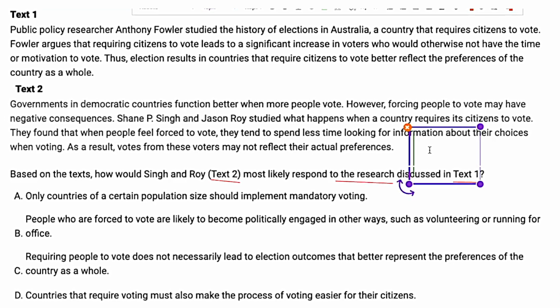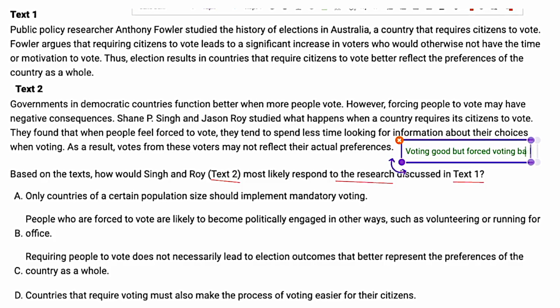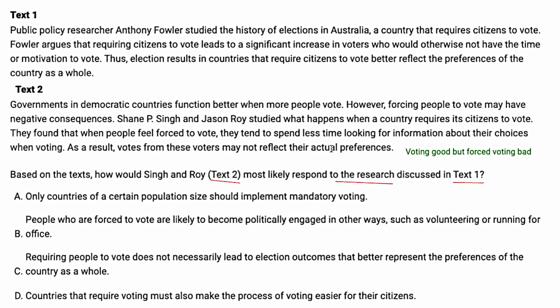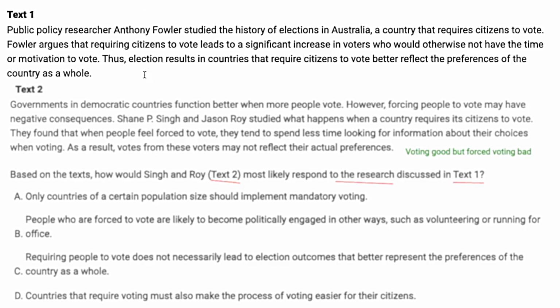So I'm just going to give myself a little main idea here. I don't know why my text is huge. And my main idea is going to be basically voting good, but forced voting bad. Now, research in text 1. Let's see. Normally I would try to pinpoint where the research is and maybe skip some of the text, but this chunk of text is so small, I'm just going to go ahead and read the whole thing.